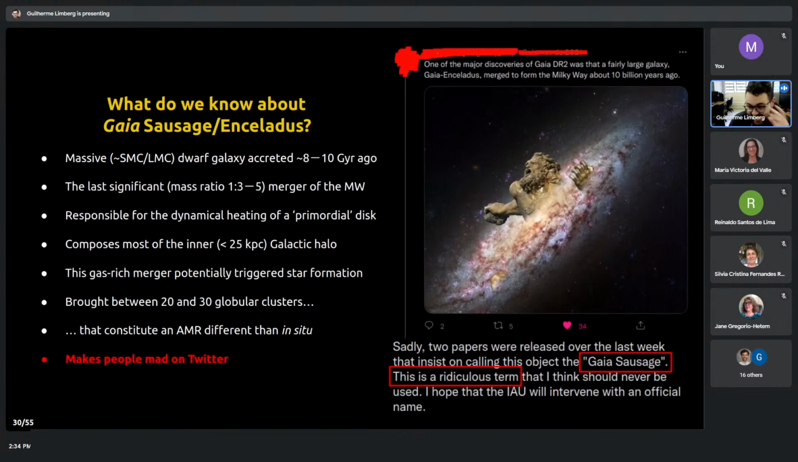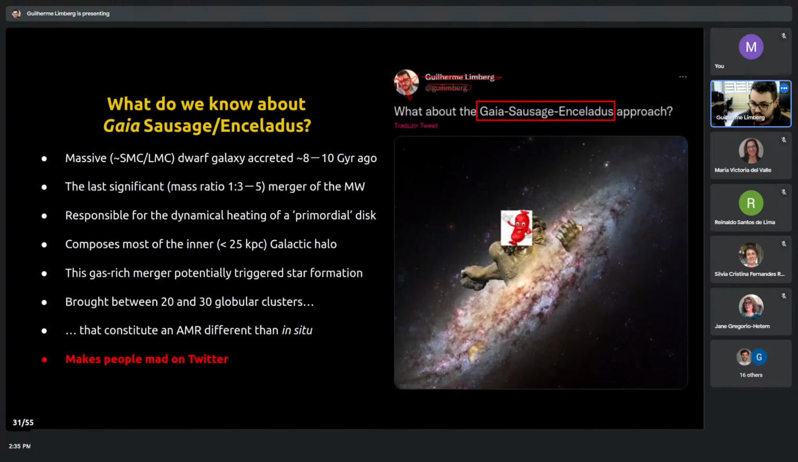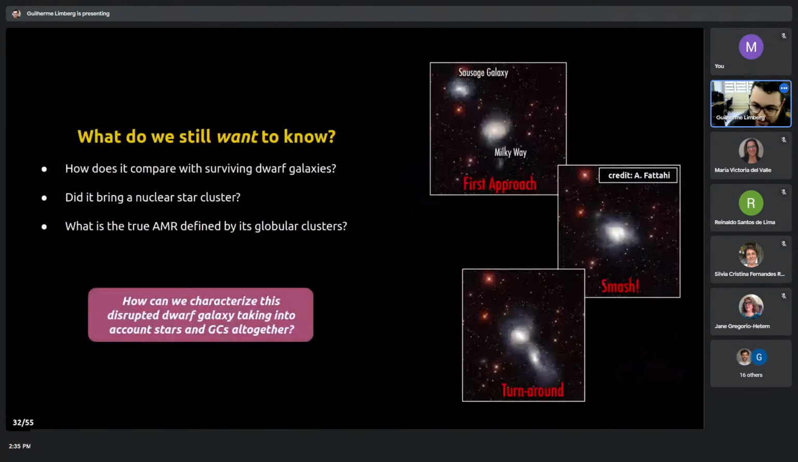The naming for this galaxy actually makes a lot of people mad on Twitter. Some people call the Gaia-Sausage terminology ridiculous, and you can see from this promotional figure, it's like this Greek mythological figure smashing into a spiral galaxy. And this is exactly why a lot of people utilize the combined naming, Gaia-Sausage and Enceladus, this crazy mixture between food and Greek mythology. For instance, some very, very important people on Twitter actually utilize this mixture of nomenclatures.